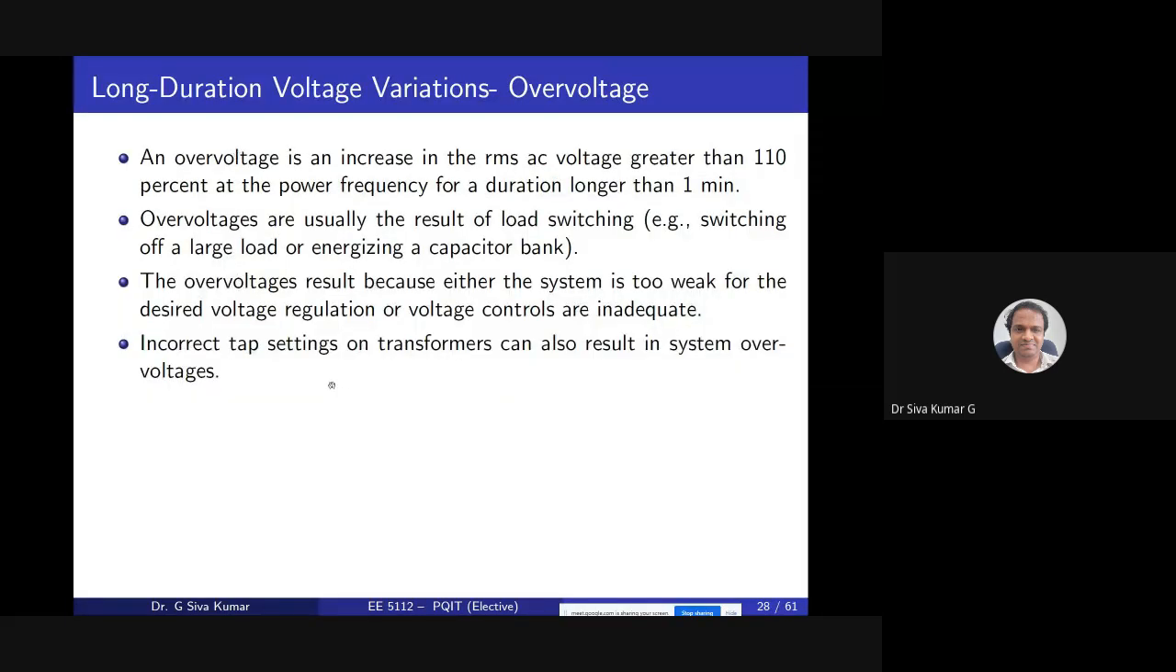That is about the overvoltage. The basic underlying point is that the voltage is greater than 110% for a duration of longer than 1 minute. These are the causes: load switching, and one of the other reasons is that overvoltage results because either the system is too weak for the desired voltage regulation or voltage controls are inadequate. Incorrect tap settings also result in overvoltage.